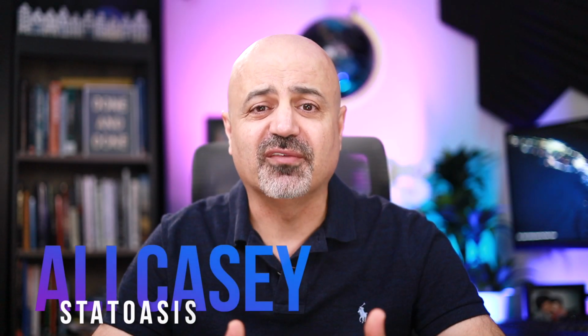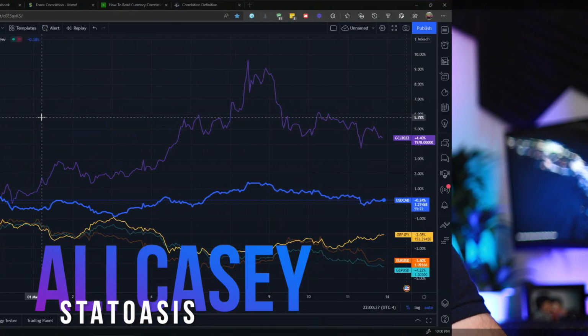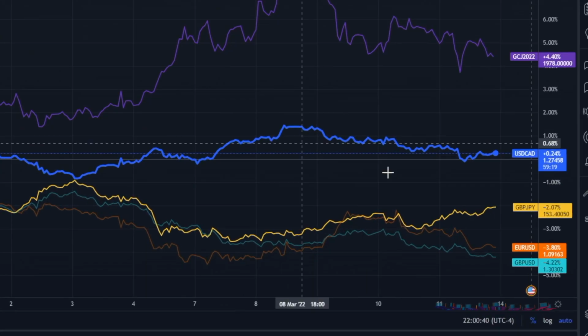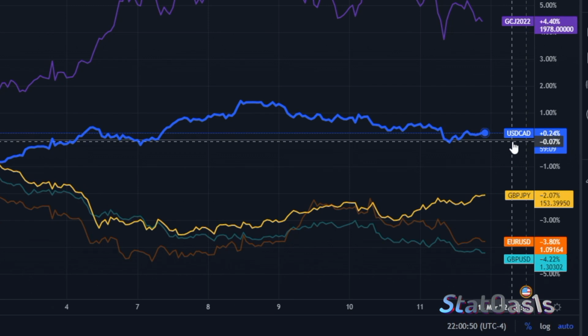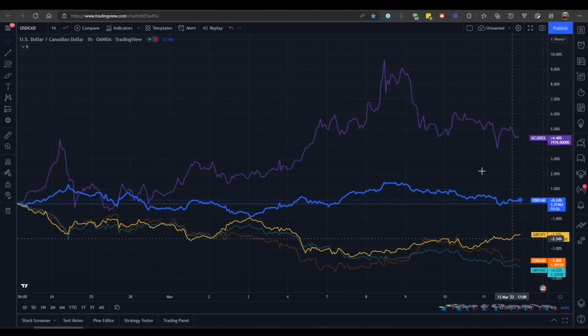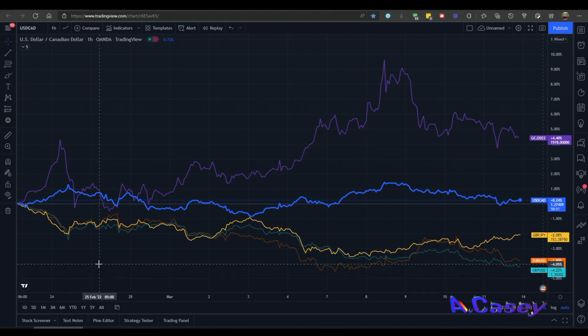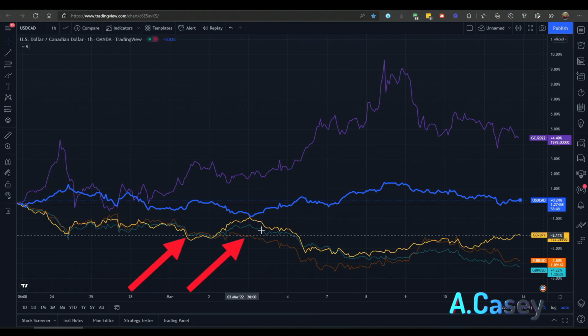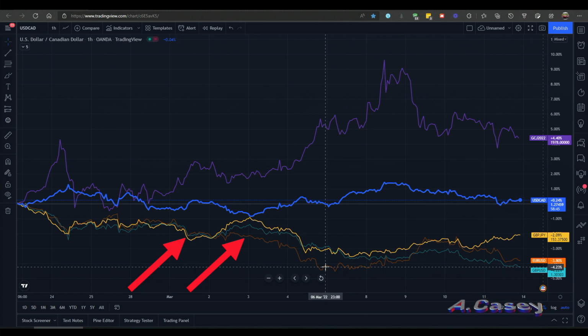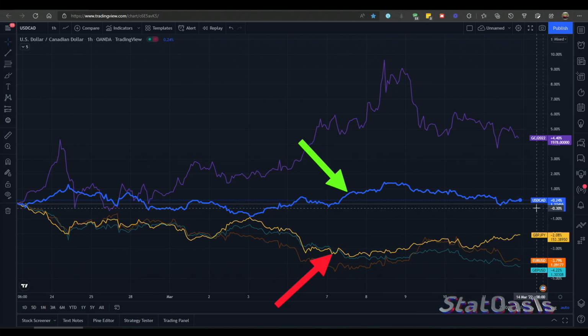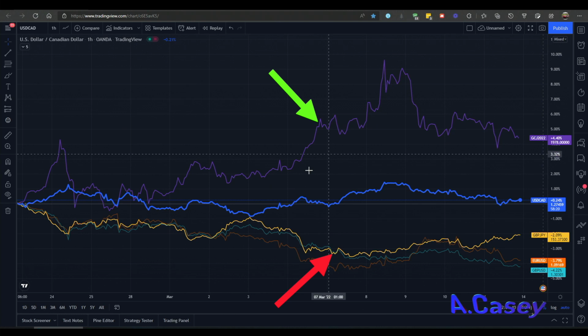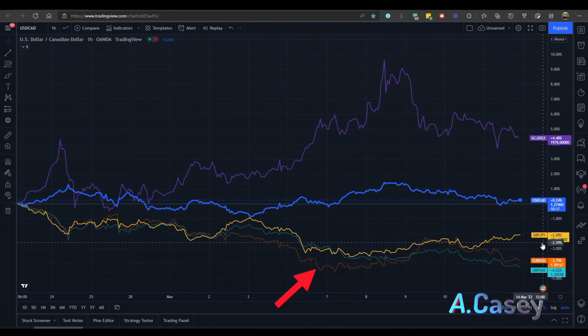First, let's see some examples of what correlation looks like in reality. So here I plotted 5 instruments: the British Pound US dollar, the Euro US dollar, British Pound Japanese Yen, US dollar Canadian dollar, and gold. Just from a glance at this chart, we can see that the yellow line, which is the British Pound Japanese Yen, moves almost in sync with Euro US dollar and British Pound US dollar, and moves opposite to US dollar Canadian dollar. Also, it looks like gold moves opposite against the British Pound Japanese Yen.